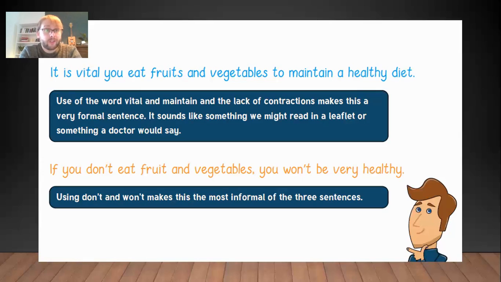So it's much more the sort of thing you'd expect to hear in an actual information leaflet, or from your doctor or someone who knows a lot about nutrition. That's how they would say it, which makes it more formal. The least formal, well, I'm sure you already know, it's the most informal because it contains contractions. Straight away, 2 contractions, don't and won't instead of do not and will not. So that's my reasoning for those.